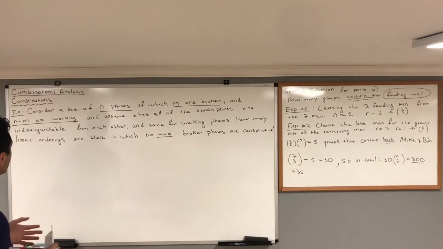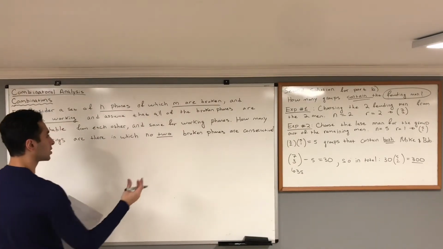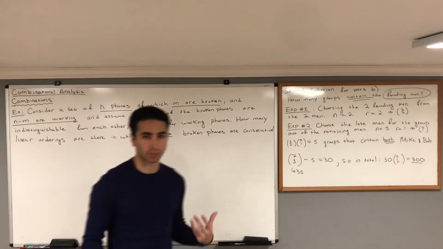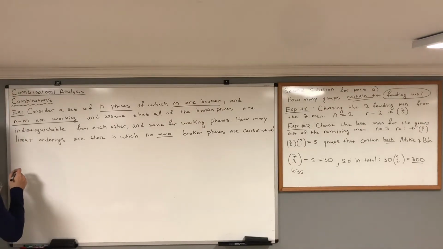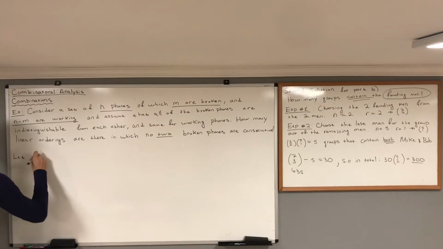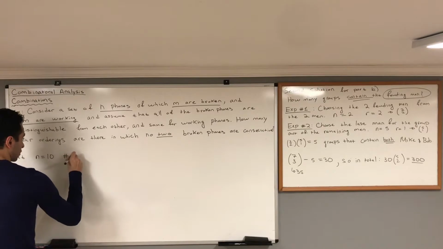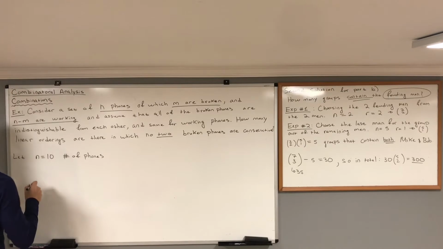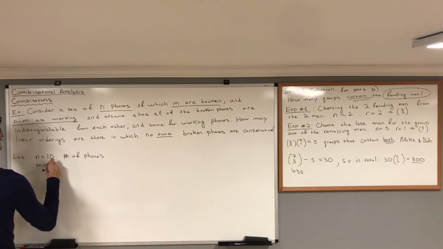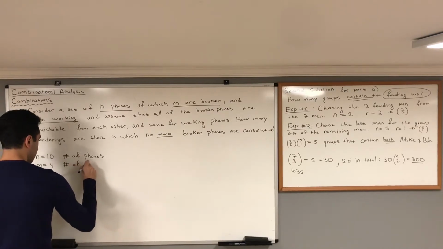Well, this problem is kind of hard to approach with arbitrary number of phones and broken phones and so on. So what I'd like to do is actually pick some numbers for n and m. So let's do a smaller example here. Let n equal 10. So this is the total number of phones in general. Let m equal 4, and this is the number of broken phones.